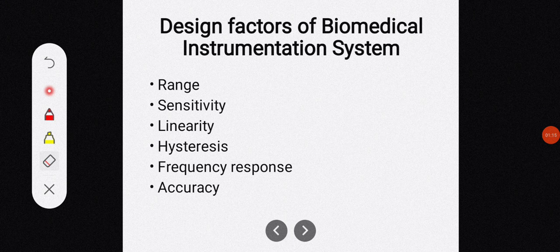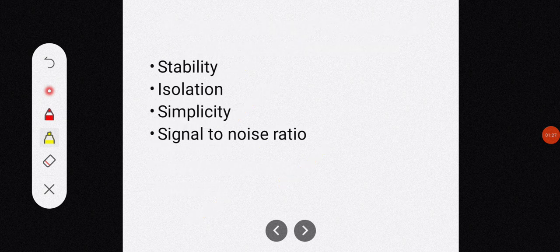Now, what are the design factors? The design factors are range, sensitivity, linearity, hysteresis, frequency response, accuracy, stability, isolation, simplicity, and signal to noise ratio.